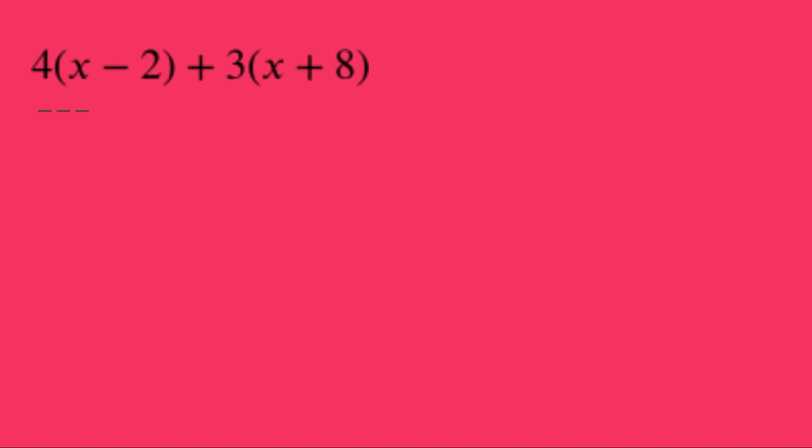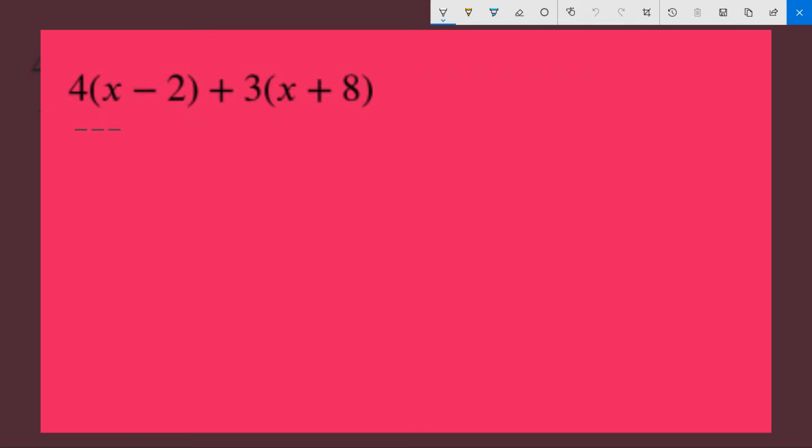Next problem, what do we got? Okay, so here we're going to distribute twice. 4 will distribute that first set of parentheses, and 3 will distribute into the second set. So 4 times x, we have 4x. 4 times negative 2, we have negative 8. We don't need to put the parentheses around this, because essentially they're gone, because they've served their purpose. We've multiplied, we've distributed. Okay?